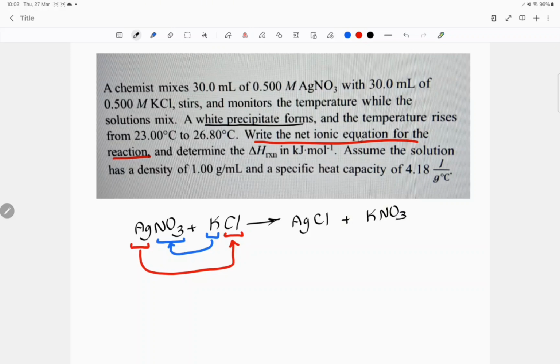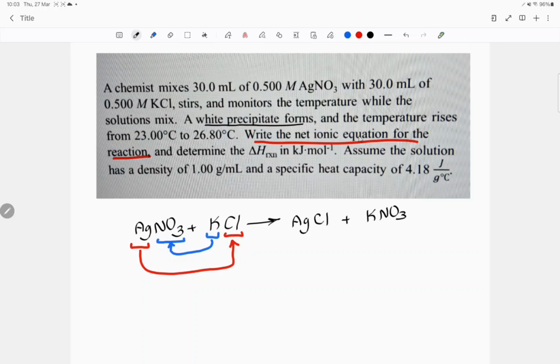Now some people don't know if they should write NO3K or KNO3, or if they should write ClAg or AgCl. You should always put the positive ion first. So right now, if I write ClAg, I'm going to have negative ion first. Negative first, that's not allowed. Always have the positive ion first. Okay. So that means you actually have to know the charges or the oxidation states.